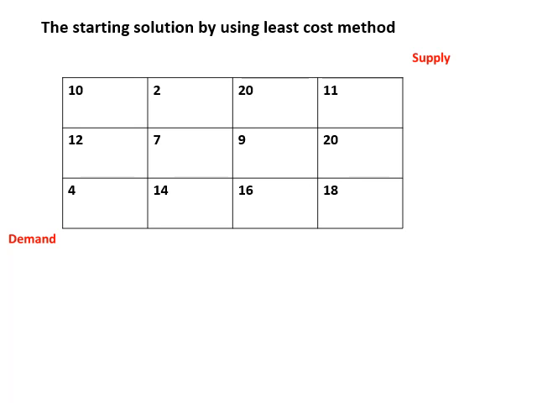Here we have the values again in this table. Inside each cell are the costs for shipping from source to destination, and we have demand quantities 5, 15, 15, and 15, and supply amounts which are 15, 25, and 10. Now let's begin by using the least cost method.